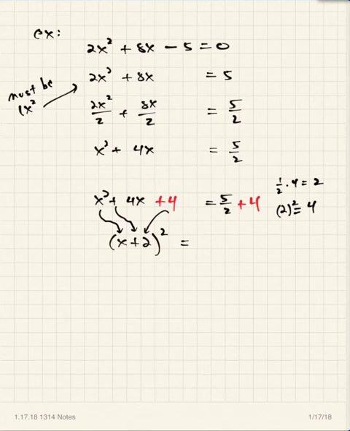On the right side, you've got to get a common denominator to add these two fractions together. Remember that 4 is really 4 over 1, and so this becomes 8 over 2. Just multiply top and bottom by 2. And so you end up with x plus 2 squared equals 13/2.